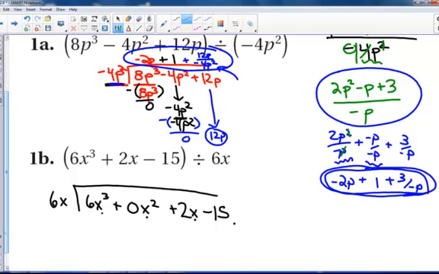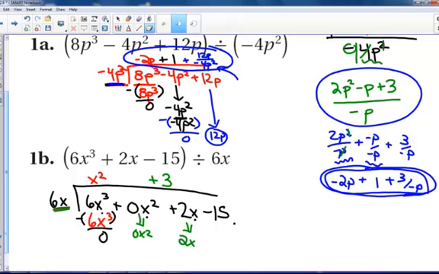Okay, 6x times what is 6x cubed? That'd be x squared. So x squared times 6x is 6x cubed. When we subtract that, we get 0. So now we're going to do the 0x squared, which is nothing. That'll be more important in the future. Now we're going to figure out 6x times what gives 2x. That would be 1/3. So that would be 2x. And then when we subtract the whole thing, we get nothing.